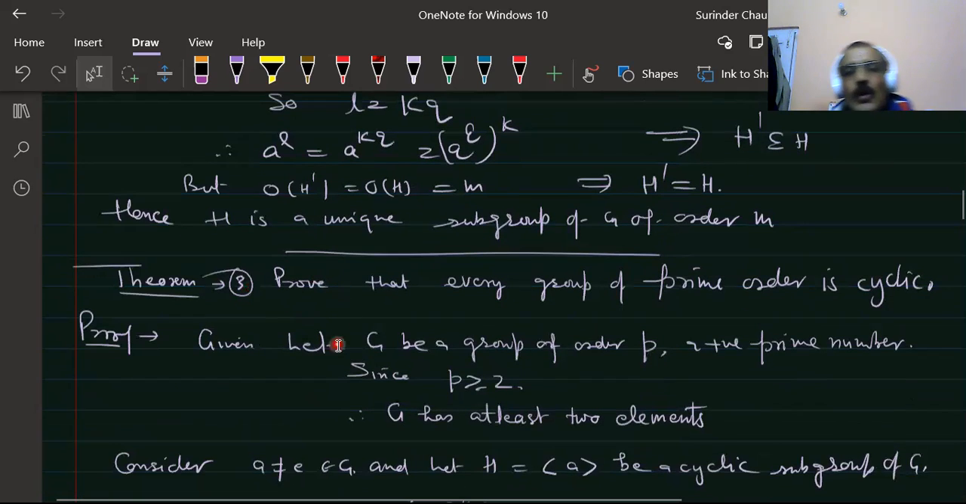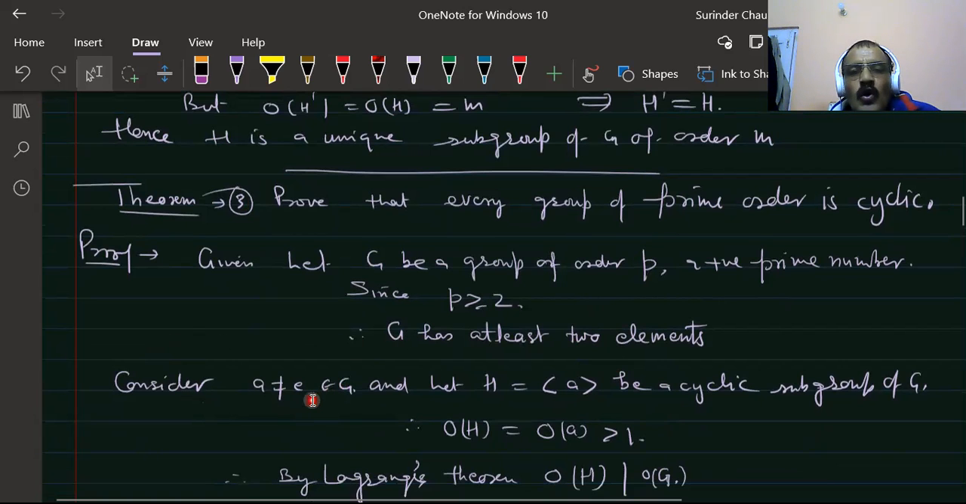Next one is prove that every group of prime order is cyclic. Every group of prime order is cyclic. Given, let G be a group of order P, P is prime. So we know that the smallest prime number is 2. Since 2 is the only even prime number, which is smallest, P must be greater than 2. Therefore, G has at least 2 elements.